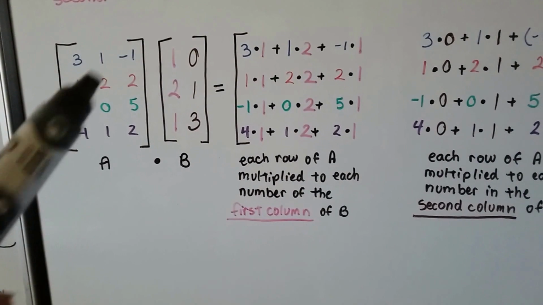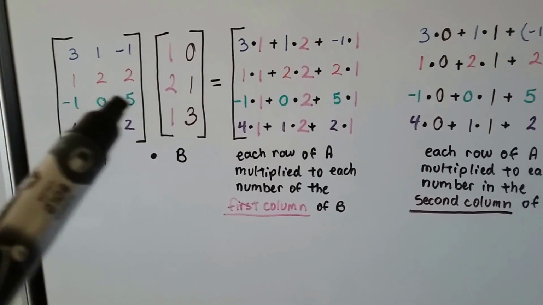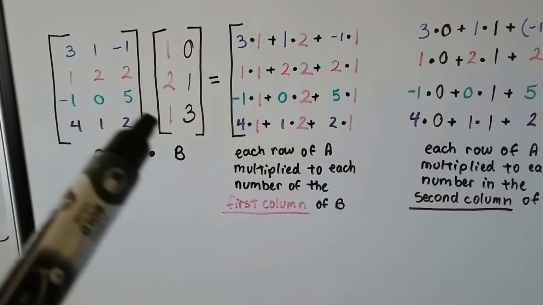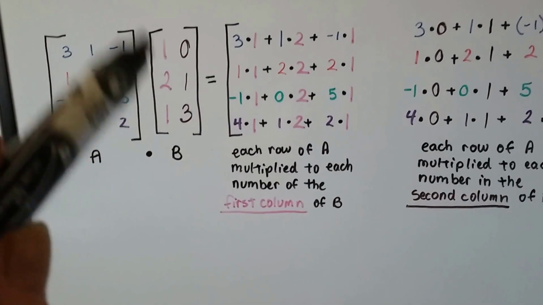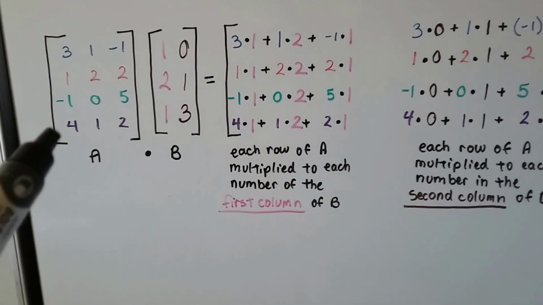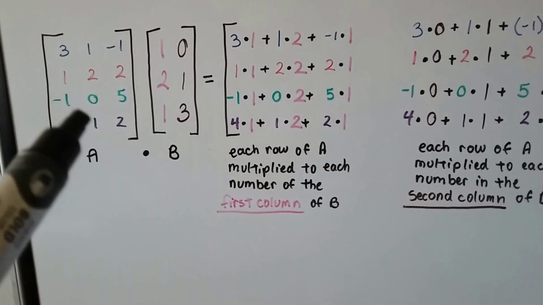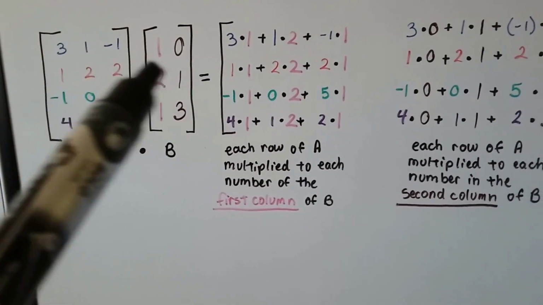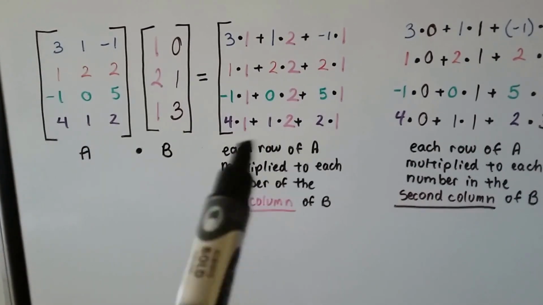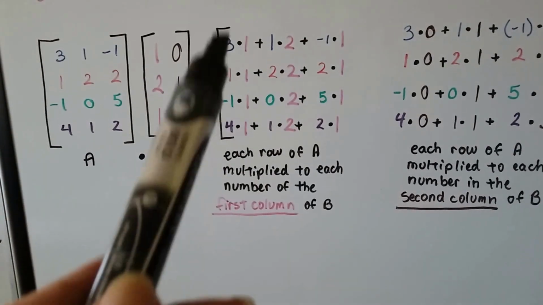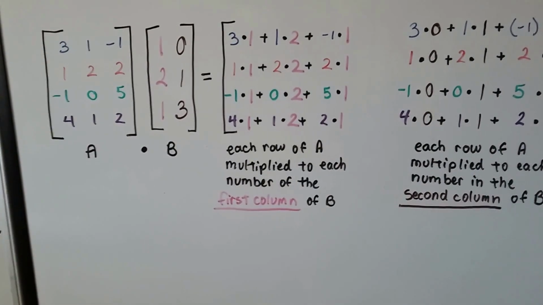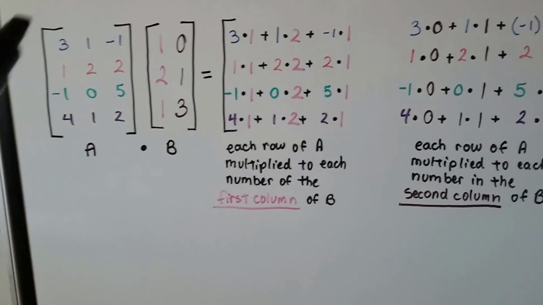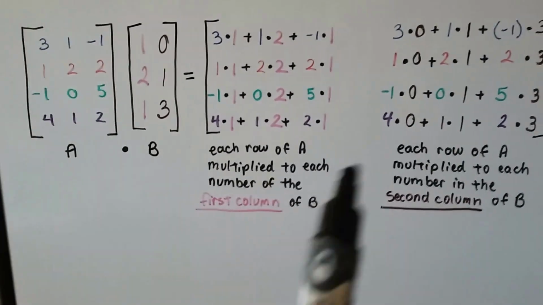We take the first one, multiply it to the first one. We take the second one, multiply it to the second one. We take the third one, multiply it to the third one, in the first column. Again, we take the first one and multiply it to the first one, the second one to the second one, the third one to the third one, and we add them up. We find their products and we add them up, and that's just the first column. Now we have to do this to the second column.